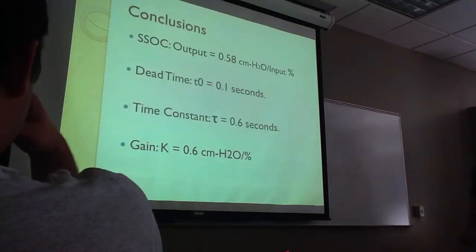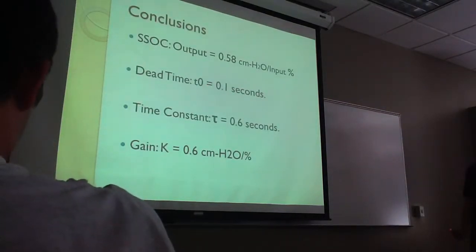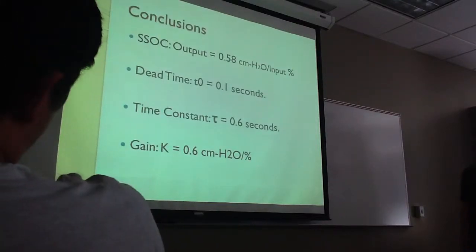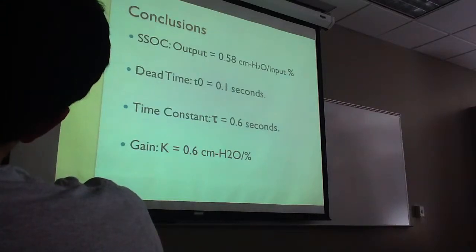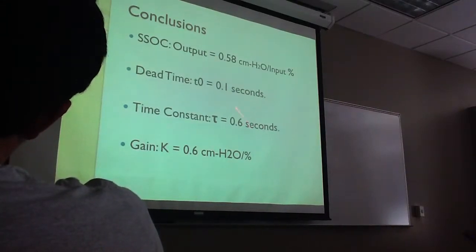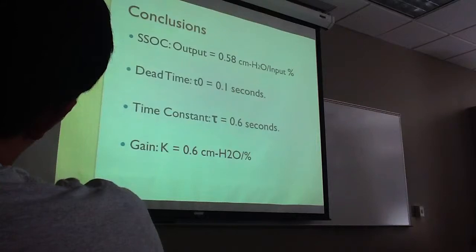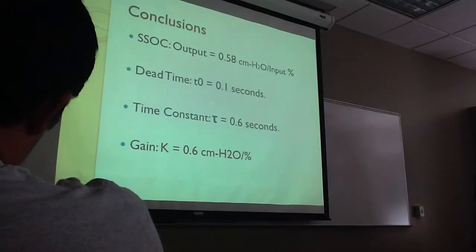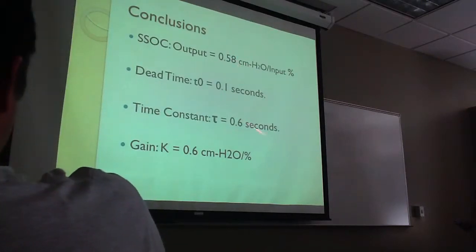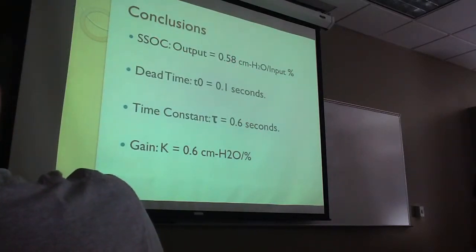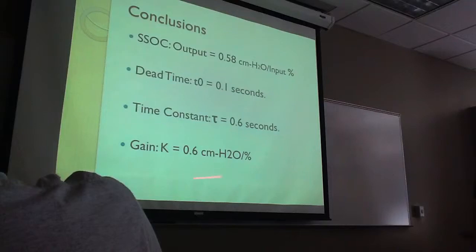And so, in conclusion, our steady state output was about 0.58 centimeters of water per percent. Our dead time averaged to 0.1 seconds. Our time constant came out as 0.6 seconds, which matches up very nicely with the slope from our steady state operating curve, and our gain comes to 0.6 centimeters of water per percent.